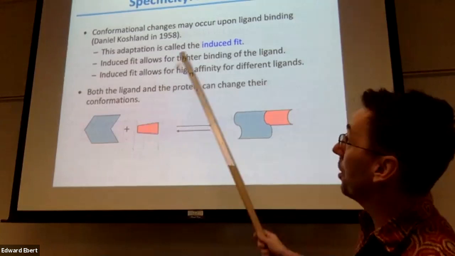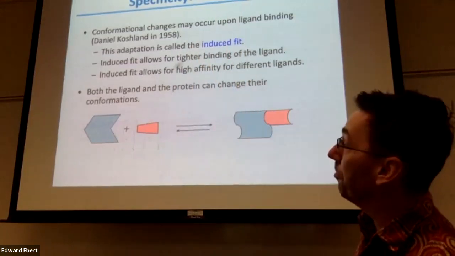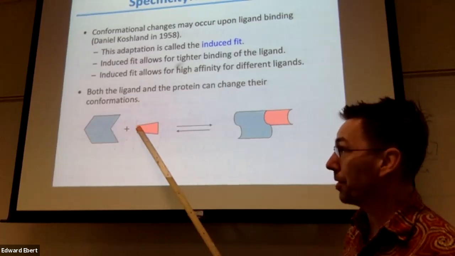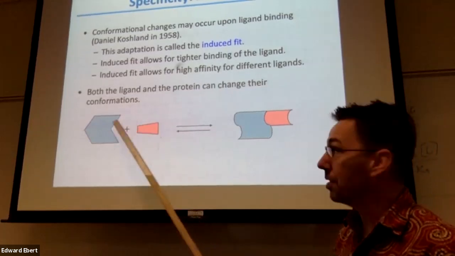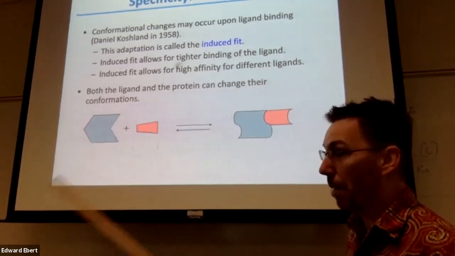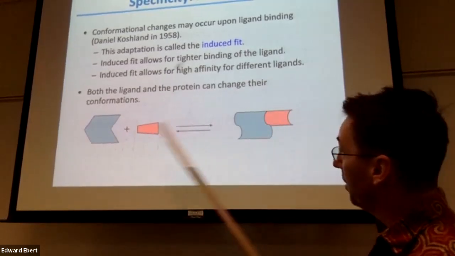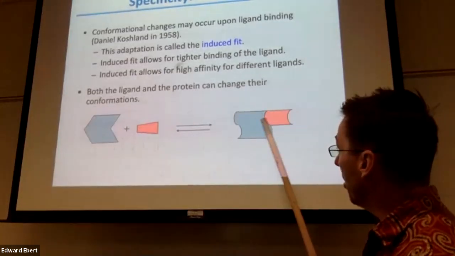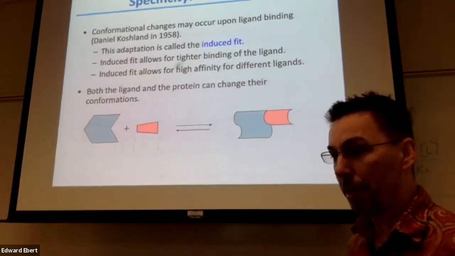So a better model is induced fit. What we have here is that the general shapes of the two are about the same, but these two pieces aren't exactly perfectly complementary. As they get closer together, the shapes of both change just a little bit so that they make better binding partners.